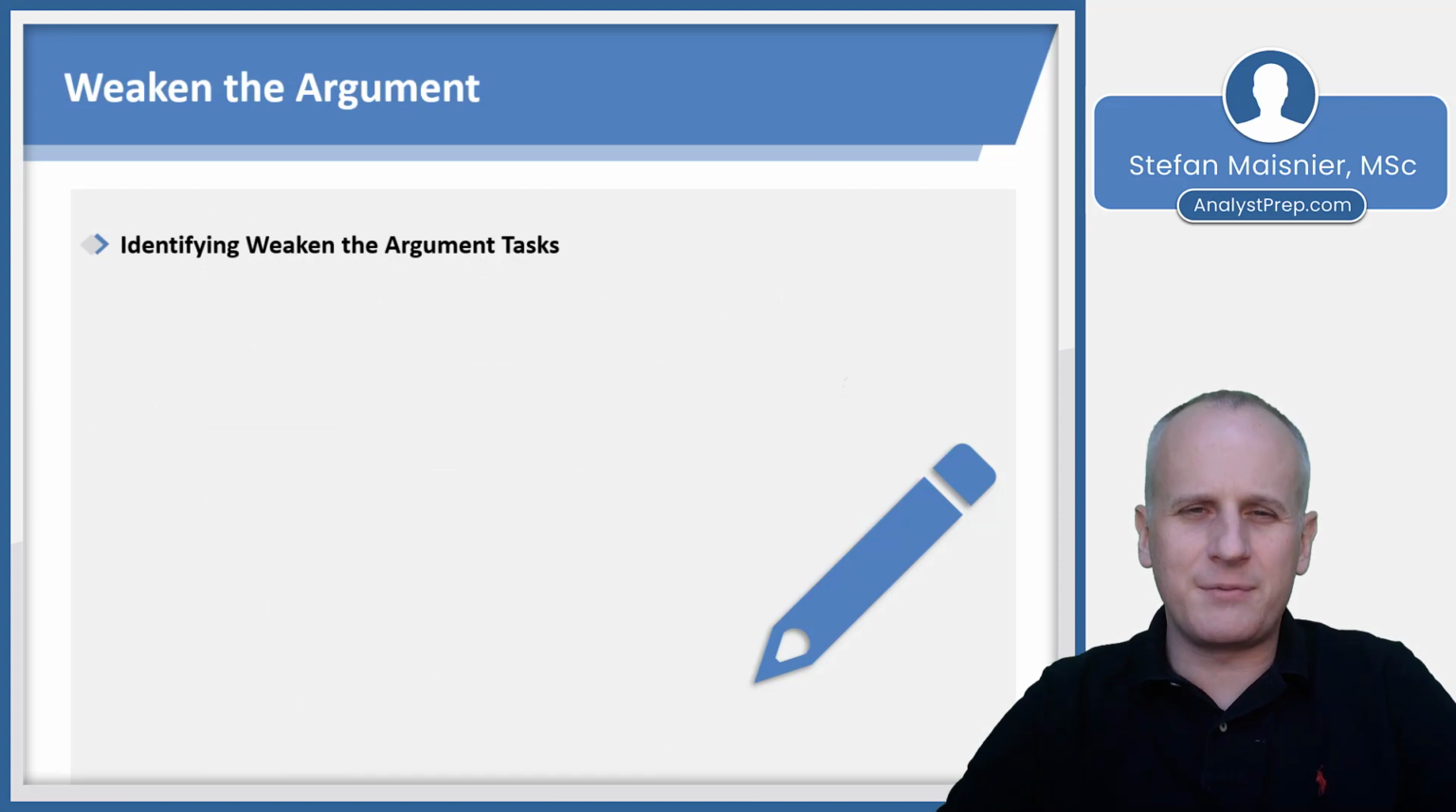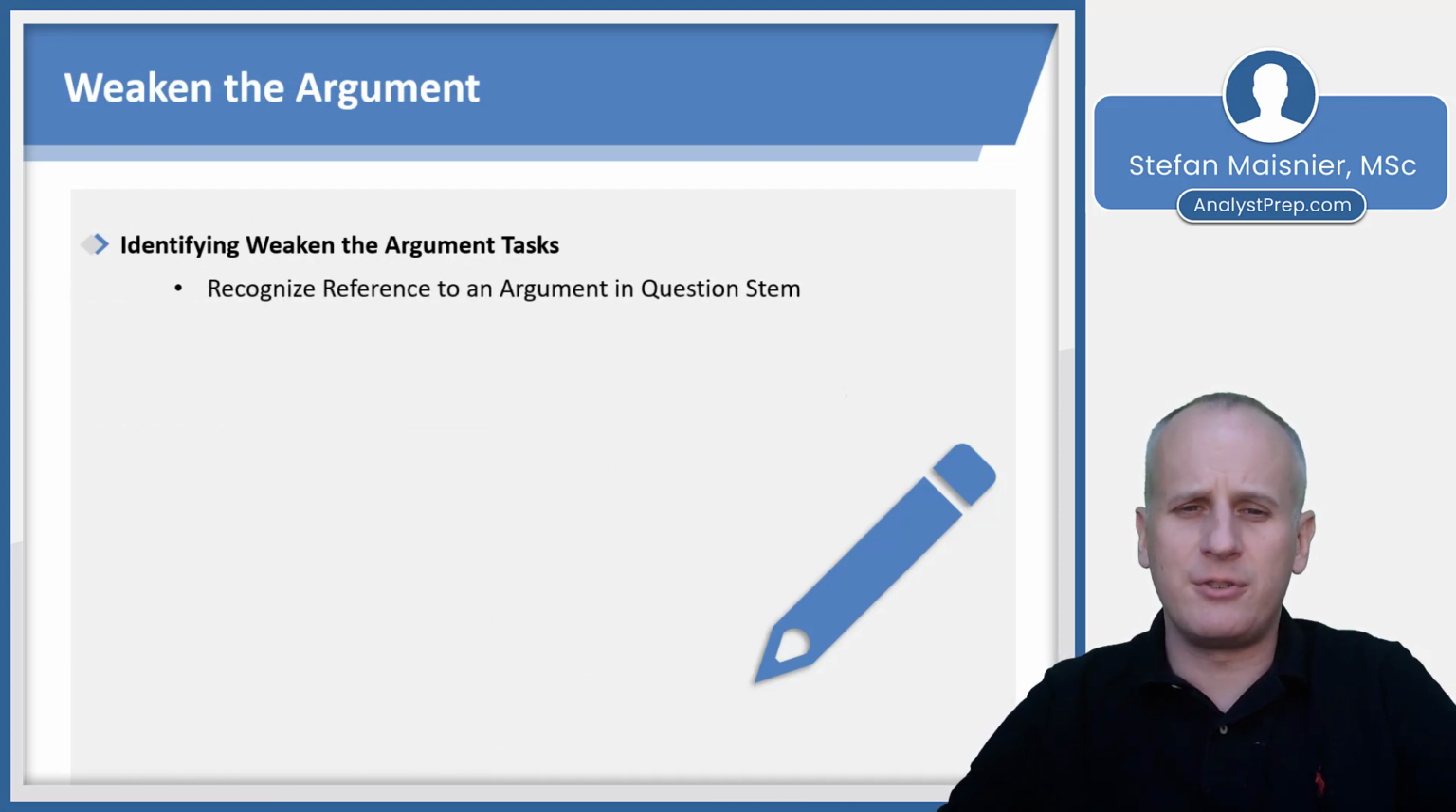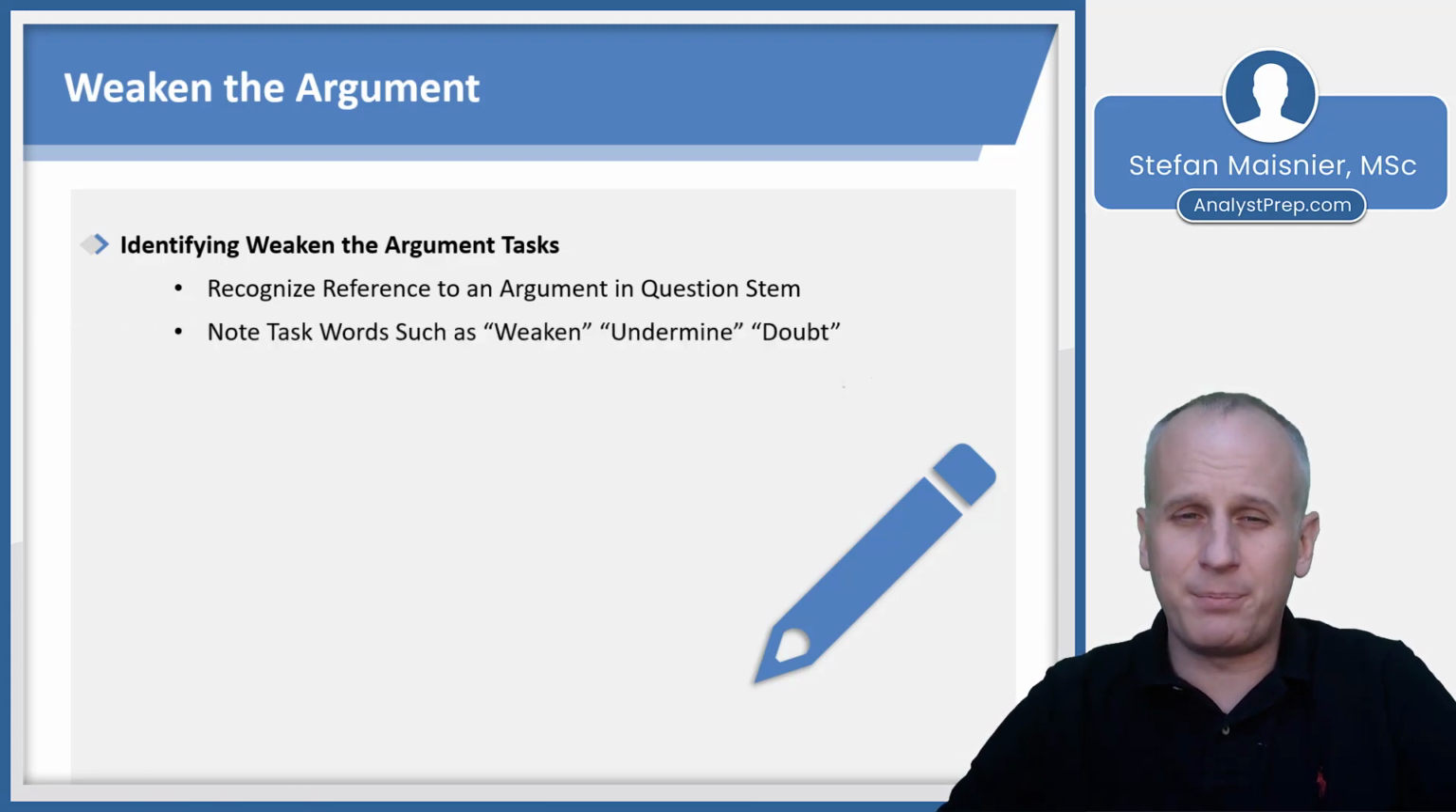Now, as far as identifying a weaken the argument task, it's pretty straightforward. First, you'll recognize the reference to an argument in your question stem. So it'll say, which of the following, dealing with the argument or dealing with the conclusion. And then you'll probably see task words such as weaken, undermine, or doubt. So it'll ask you to weaken the argument, undermine the conclusion, that sort of thing.